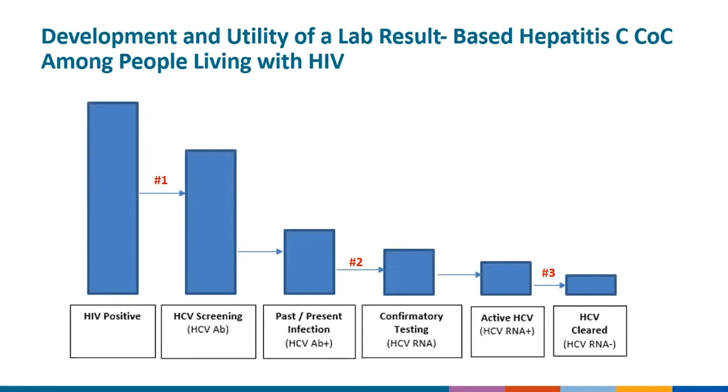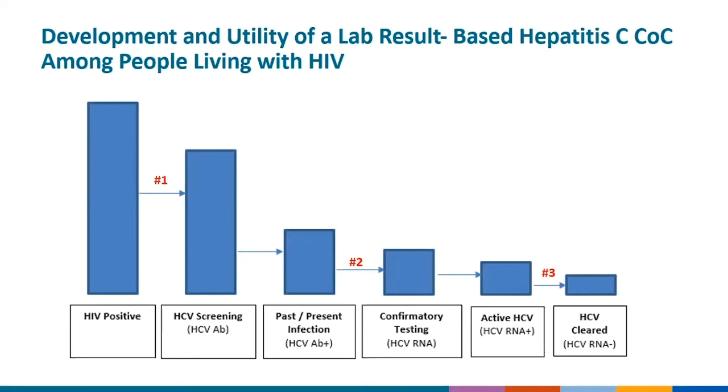This continuum not only serves to monitor progress, but also identifies data-to-care opportunities. For example, individuals failing to advance at step one would need to be screened for Hep C. Those stopping at step two would need to be linked to confirmatory or RNA testing. And those stopping at step three would need to be linked to curative therapy.